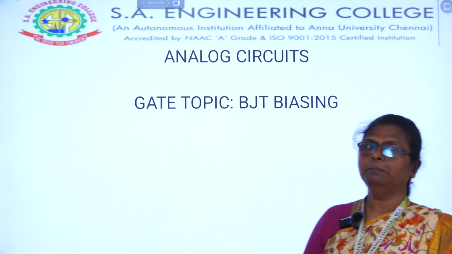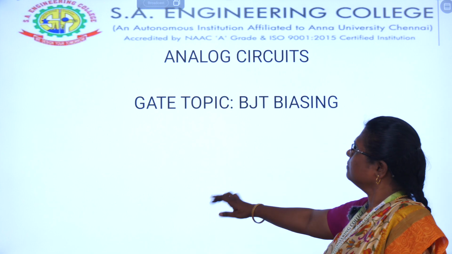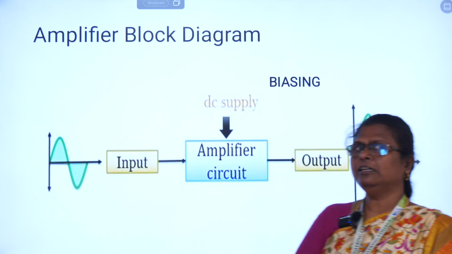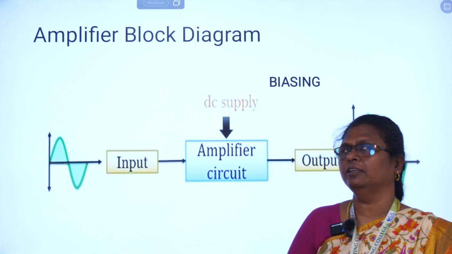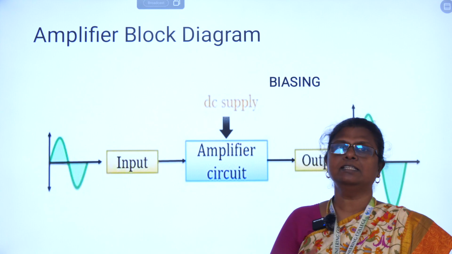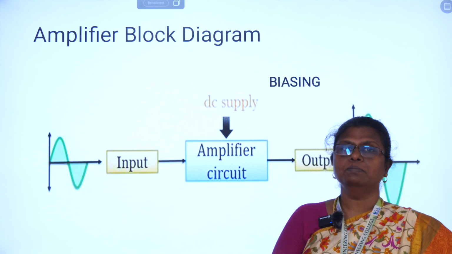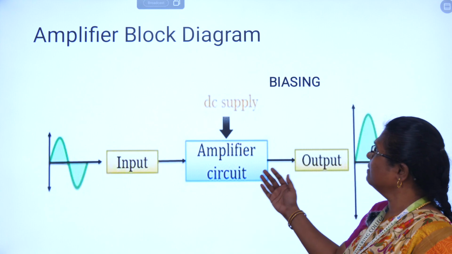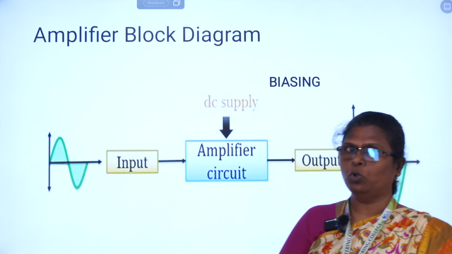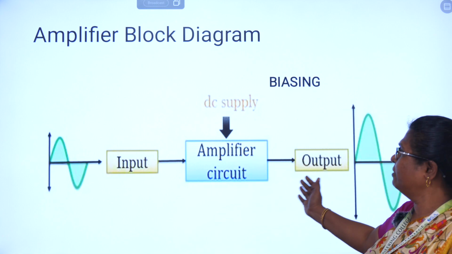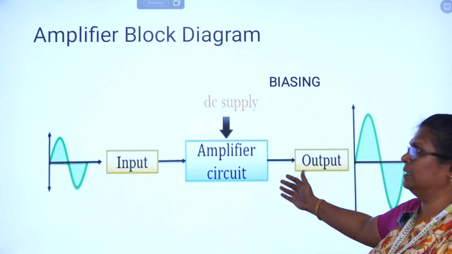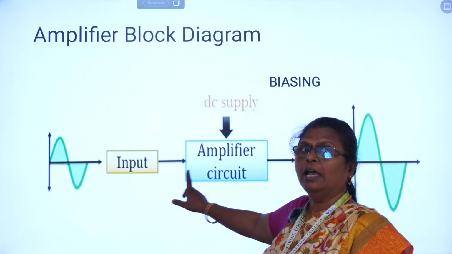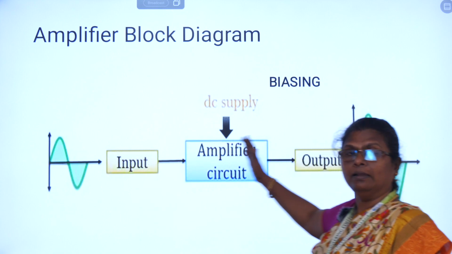So, let us start with the BJT biasing. Let us see a few basic introductions in BJT biasing, and then we'll start with the discussion about problems dealing with those topics. First, let us see about the amplifier block diagram. This is a basic amplifier block diagram. The different blocks in this are the amplifier circuit, and there will be an input and there will be an output.